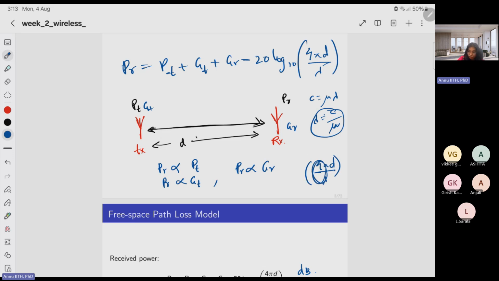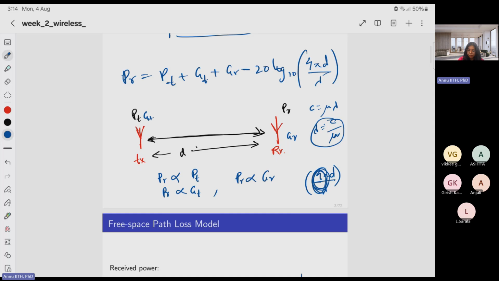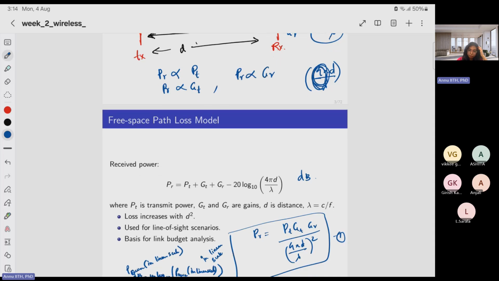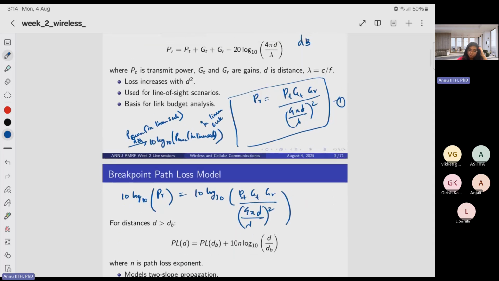And this specific term is calculated based on the real values, the actual values. This is based on some scientists, and they calculated 4 pi by lambda. It gives that rough estimate. So that's why this is the path loss. And I'm sure that you will be getting 2, 3 questions on this in your exam. So these are the important concepts.